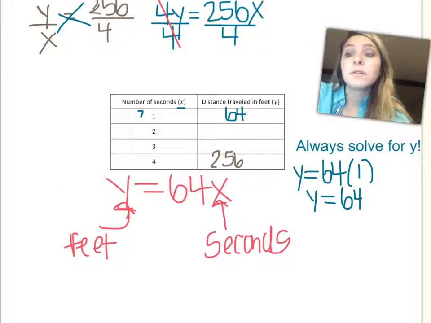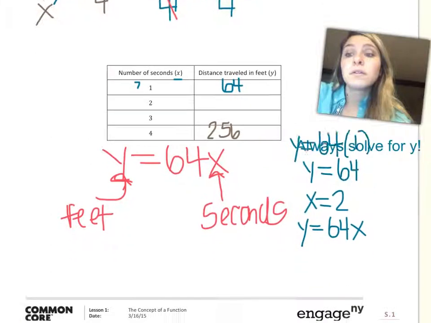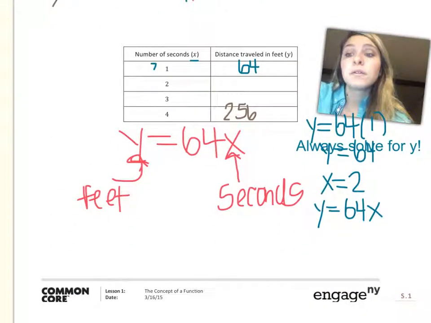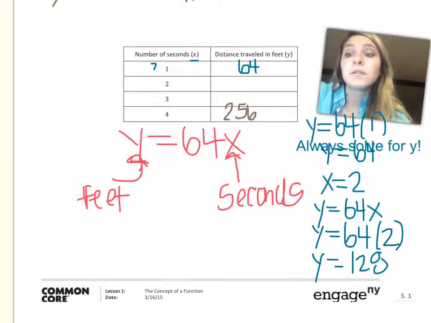I'm going to do it again, but this time I'm going to plug in x equals 2. So I have y equals 64x. And again, this time, instead of writing x, I'm going to plug in 2. So I have y equals 64 times 2. Do the math in my calculator, and I get y equals 128. So I can go ahead and fill in my table. That's 128.